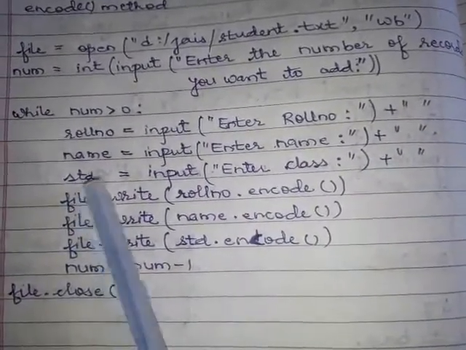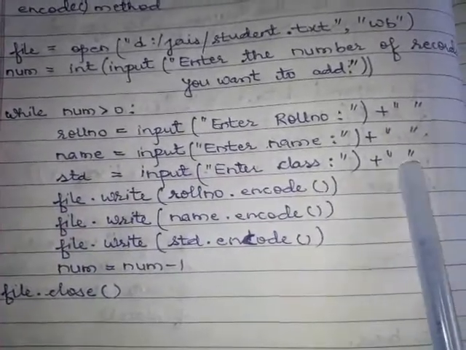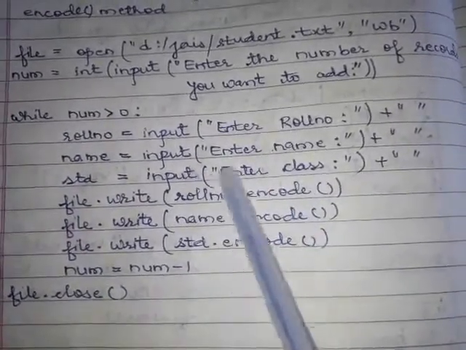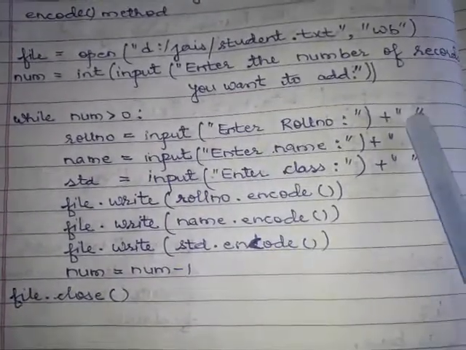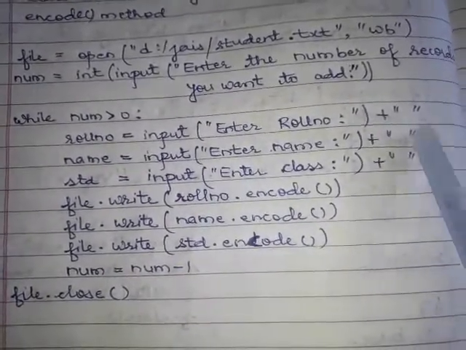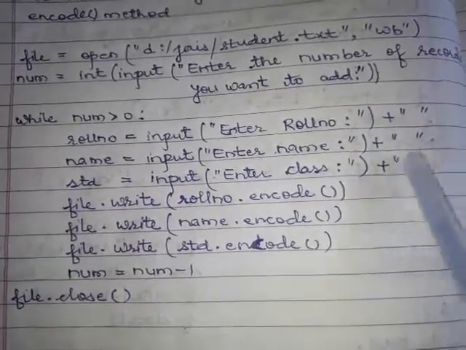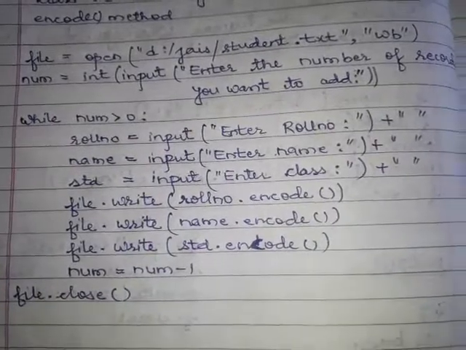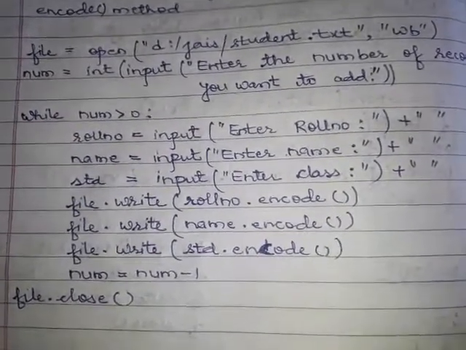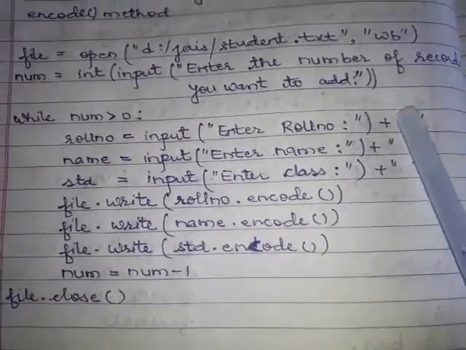Standard means class, after entering class, give a space. Means all these have text values as well as a space at the last. Why is space given? Because in our next program, space is very important. That's why we have given space after each and every value.